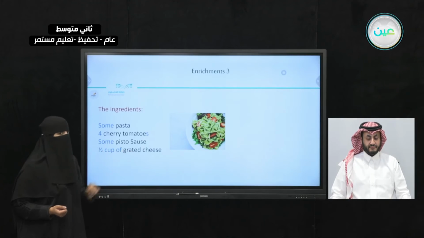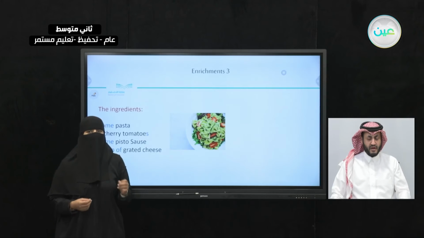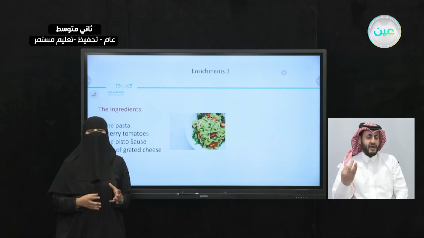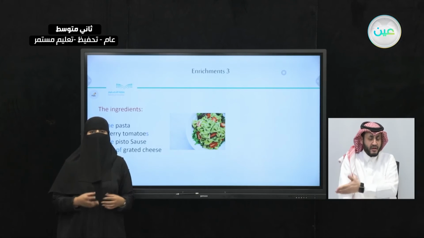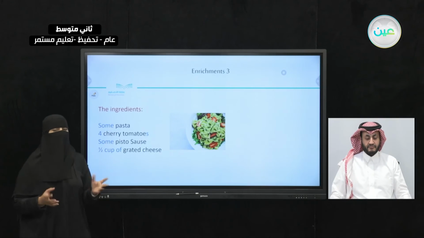Now, let's take a look. Cup of grated cheese. And here, some pesto. Here, 4 cherry tomatoes. And some pasta. What do we call these? Words of quantities. So these are going to help you to understand exactly the quantity of these things. How much pasta? You will need some pasta.